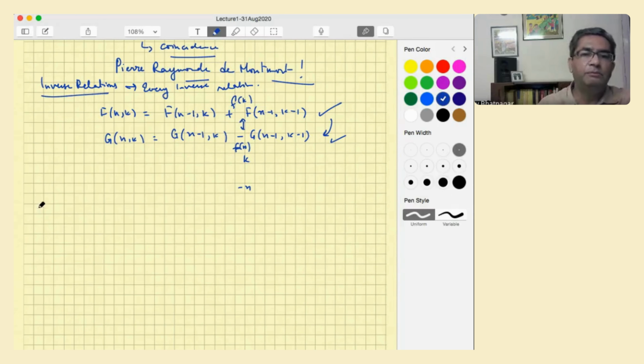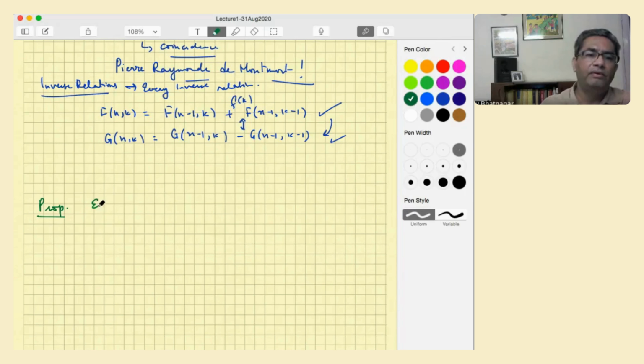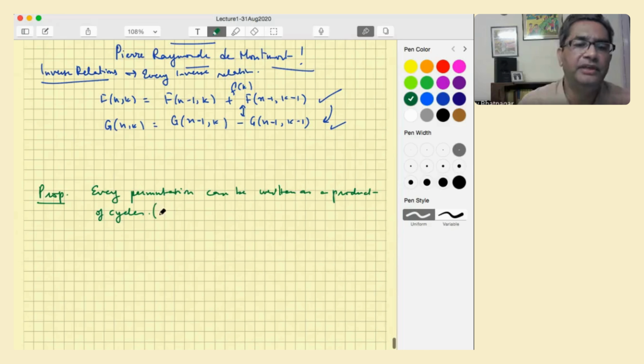Okay, so here's a proposition. People who have done algebra have seen these kinds of things before. Every permutation can be written as a product of disjoint cycles. So what are cycles?